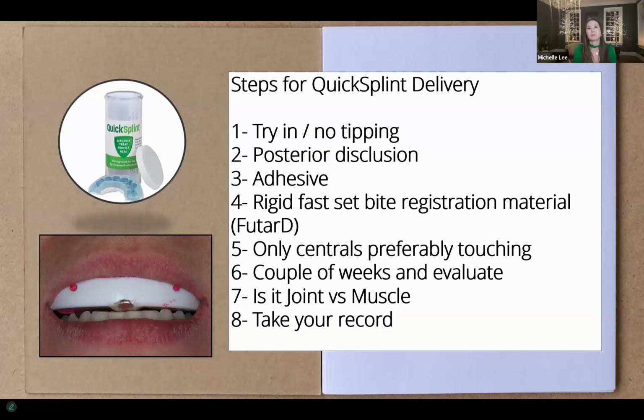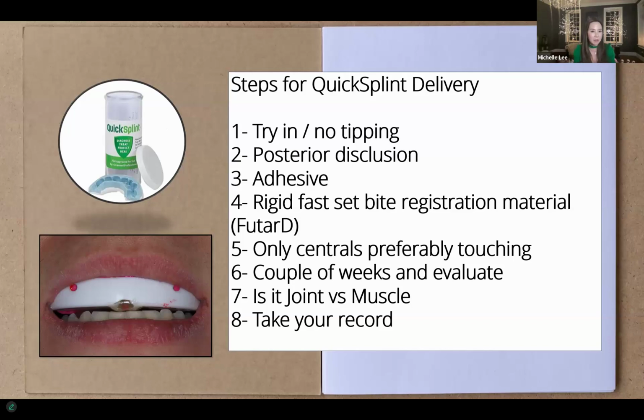You want to try it in. There shouldn't be any tipping. You want posterior disclusion. You want to put adhesive on the inside of your quick splint. I use a Futardi, a Kentenbach. It's a very rigid material. It sets really quickly, works great. Then you want to seat it, and preferably you only want the centrals to touch.